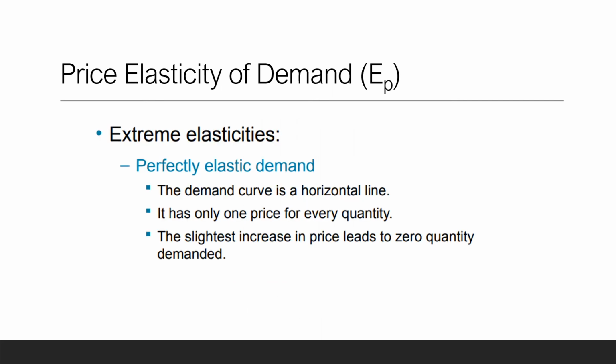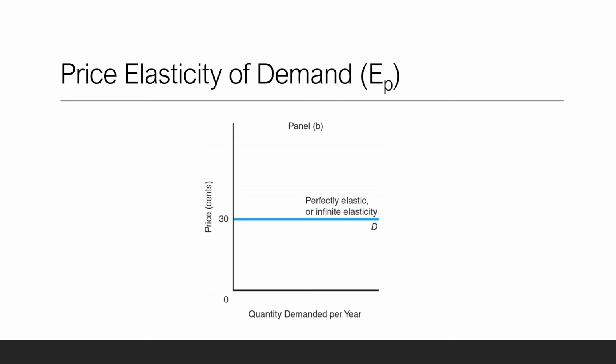You also have perfectly elastic demand. At perfectly elastic demand, the demand curve is horizontal. It has only one price for every quantity. Here's the illustration for a perfectly elastic demand. Notice that you have one price at any quantity.